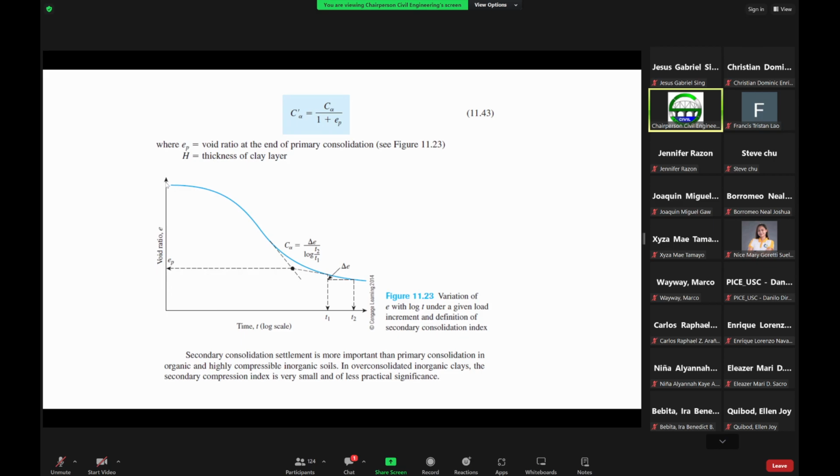So again, this is the stage one of your settlement. Then this is your stage two, the primary consolidation settlement, and then this part here is your secondary consolidation settlement, wherein in this curve we can try to get our C alpha, where C alpha is the ratio of the change in the void ratio over the log of the time element.